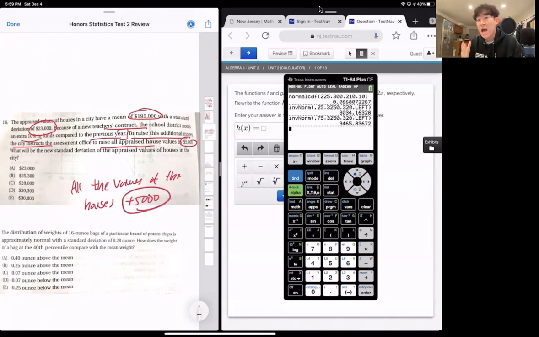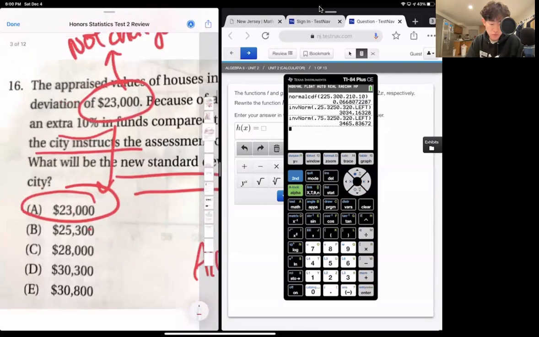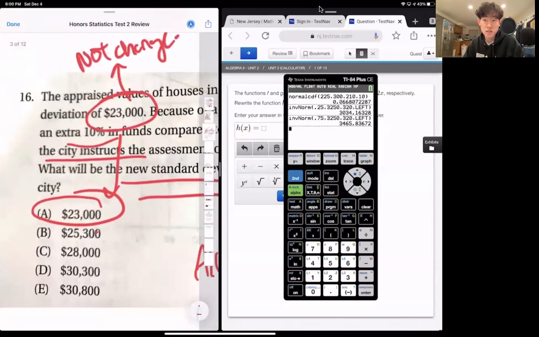When we talk about adding or subtracting to all the data sets, remember that the only thing that changes is the center. So while the mean will get increased by 5,000, the standard deviation does not change because we're only adding and subtracting. We're not multiplying by anything. So what will be the new standard deviation? Doesn't change. So it's still going to be the same old $23,000 for the standard deviations.